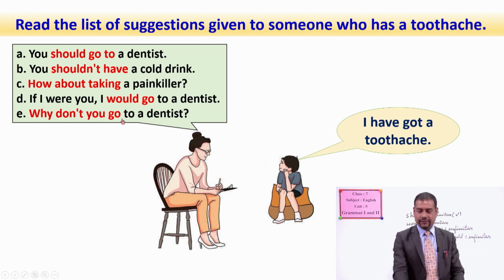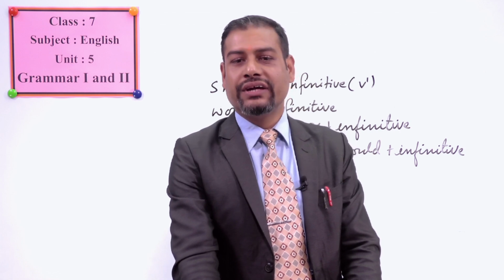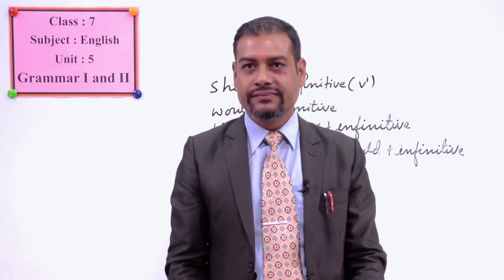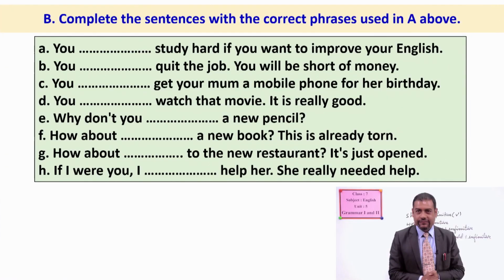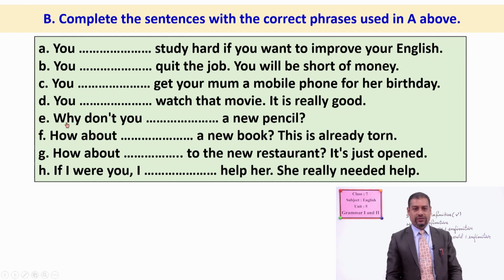Is it clear, all of you? So all of you start doing now. Are you doing? Well, have you finished? Good. If you have finished, now let me check whether you are right or wrong. So the first sentence is, you blank space study hard if you want to improve your English.